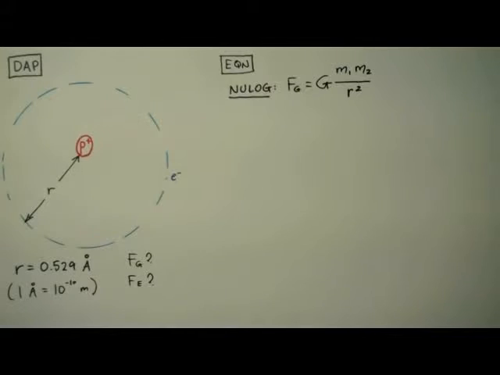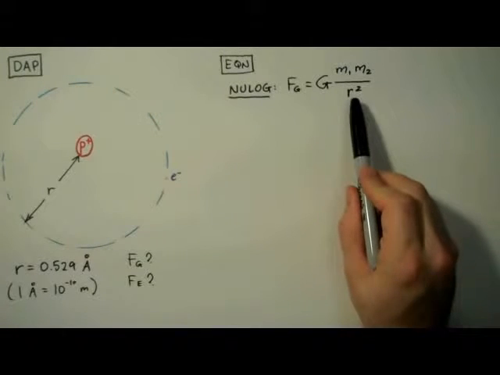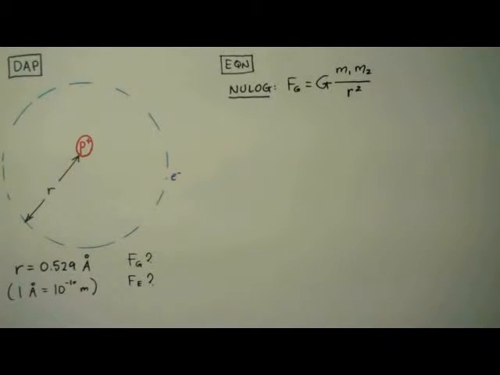In physics, an equation that has a quantity that's inversely proportional to the square of the distance is called an inverse square law. Newton's law is an inverse square law.